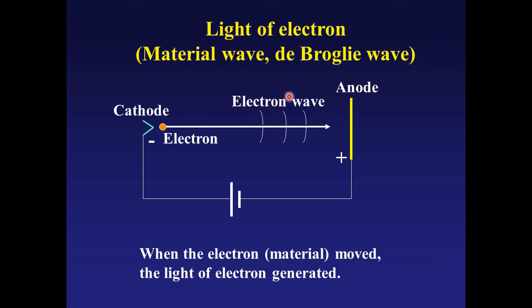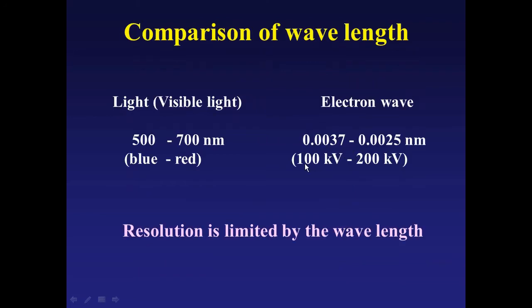This wave was proposed by de Broglie, so we call this a de Broglie wave or matter wave. Okay, as the wave has a wavelength, the electron wave normally, in the case of a 100 kV accelerating voltage, is 0.0037 and at 200 kV, 0.0025 nanometer. The wavelength is hugely small compared with the light wave. A light wave is on the order of a few hundred nanometers depending on the color. Owing to this short wavelength, the electron microscope offers very high resolution imaging.